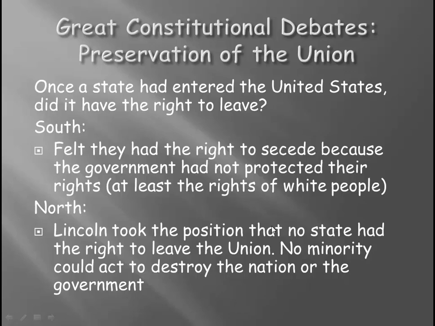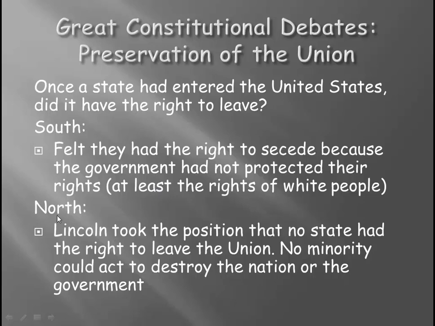There's a couple debates here about what are we going to do with this disunion, I guess you can call it, right? So Lincoln's goal was to preserve the Union, keep the country together. But there's a couple issues here. Once a state had entered the United States, does it or did it have the right to actually leave? Well, there's 2 points of view here. Obviously, if we look at the South, they do feel that they have a right to leave because the government, they claimed, was not going to protect their rights, at least the rights of the white people. And they felt that this new government under Lincoln's leadership would eventually get rid of slavery. He told them in his inaugural address he was not going to attack slavery. They weren't going to listen.